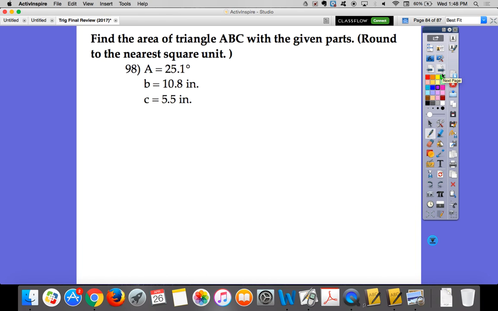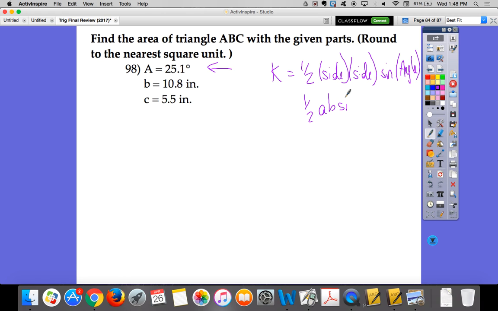Okay, next one. Find the area of the triangle with the given parts. Now you have two area formulas that you got to remember. This gave us an angle. That's your clue that we're using the area formula that basically says side times side times sine of the angle. We always wrote it as 1/2 AB sine C.